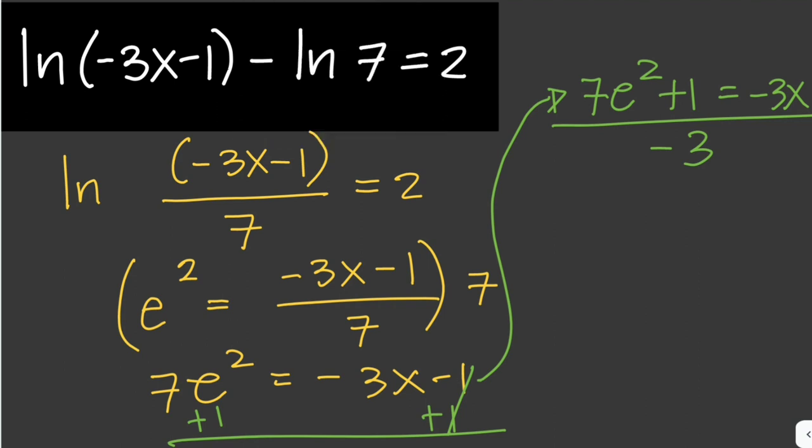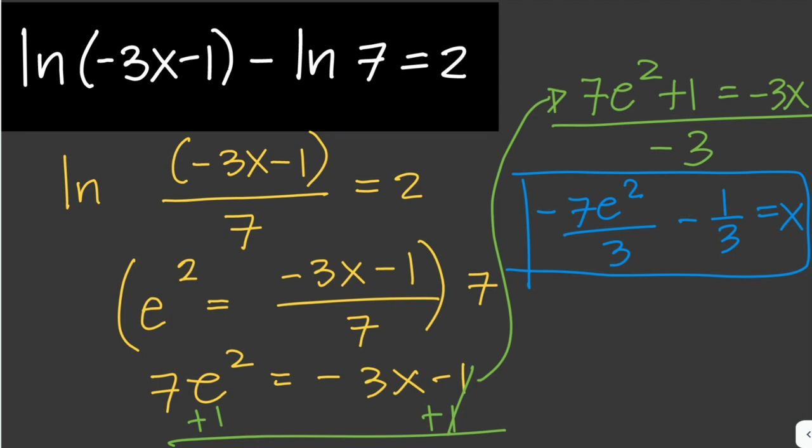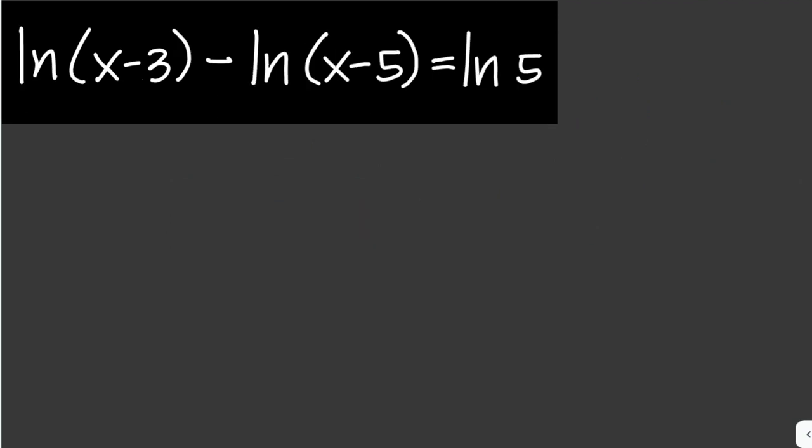Then we have -7e squared over 3 minus 1/3 equals x. So this is the value of our x, -7e squared over 3 minus 1/3. Okay, let's solve another problem here on natural logarithm. We're given here ln of x minus 3 minus ln of x minus 5 equals ln of 5.